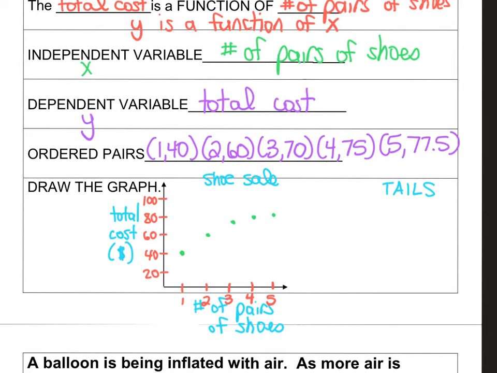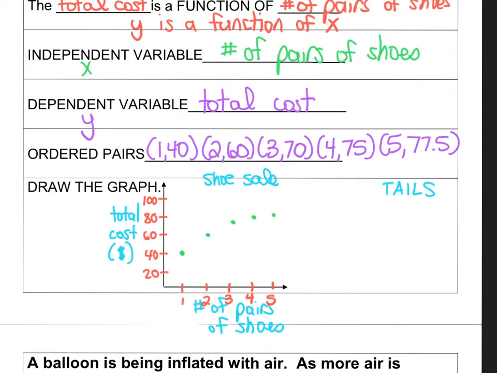We paid a lot for that first pair, but as we increased, we did not have to continue to pay as much. You wouldn't necessarily have to connect the points on this one. This is a discrete graph. You can't buy 1.5 pairs, so you could leave the points separated.